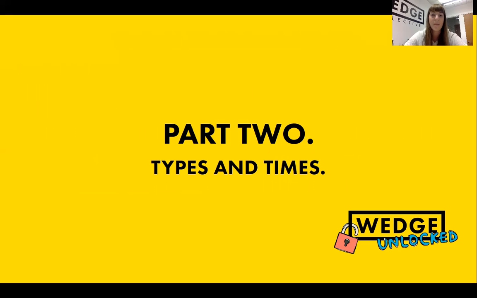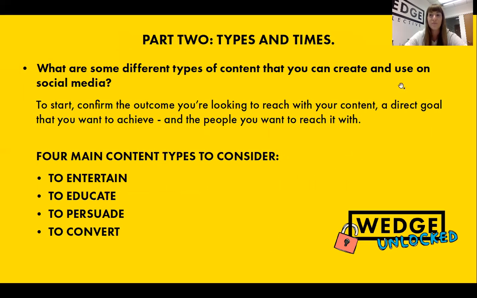Okay, part 2, types and times. Let's have a little look at what we're going to talk about here. There are different types of content that we wanted to cover, and to start with, you need to confirm who you're looking to reach with your content, and what is the goal that you want to achieve. Those are some key questions that you need to ask yourself before you consider posting on social media. Now, this is specifically talking about posting on social media as a business, but of course it could apply to yourself as a personal brand.